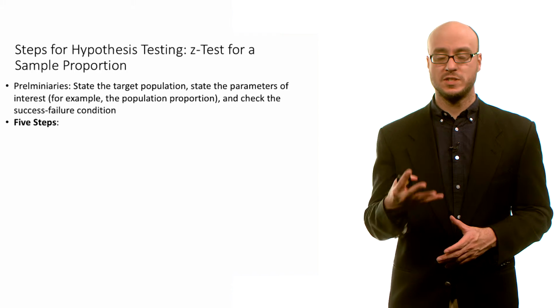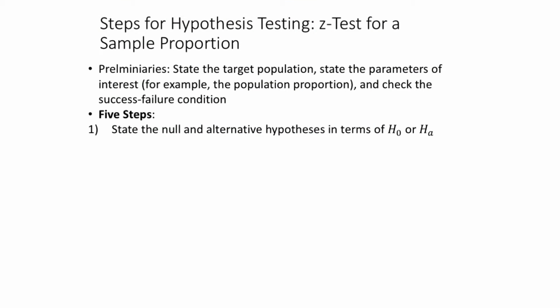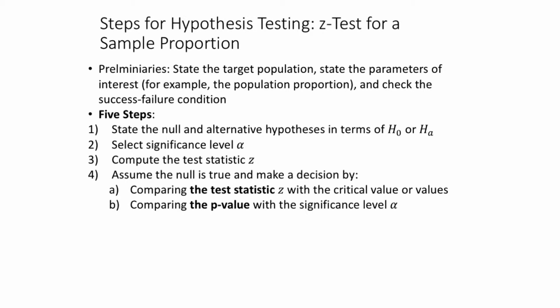Once these preliminaries are out of the way, we have 5 steps. The first step is to state the null and alternative hypotheses in terms of H subscript 0 and H subscript A. Then we select the significance level alpha. That's our probability of a type 1 error. Then for step 3, we compute the test statistic for this one-sample proportion. For a one-sample z-test for a sample proportion, it is a z-test statistic, just like before.